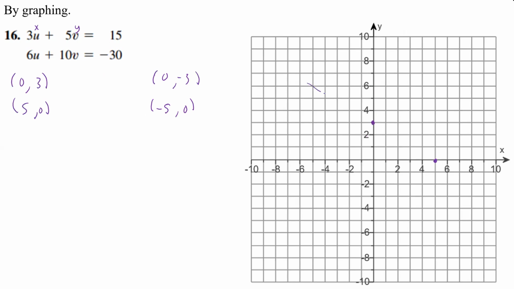And drawing by hand on the computer screen, that's about as good as we're going to get. And on this one, we get 0, negative 3, so we get this point, and we get negative 5, 0. And so we get this line, not quite as smooth, but still there. To me, this looks like we have two parallel lines. So when we solve this, there's basically no solution because they're parallel lines.